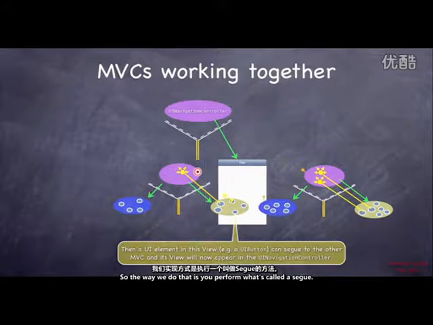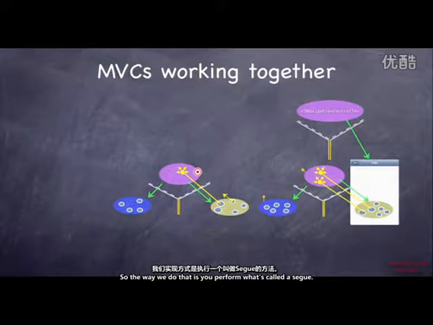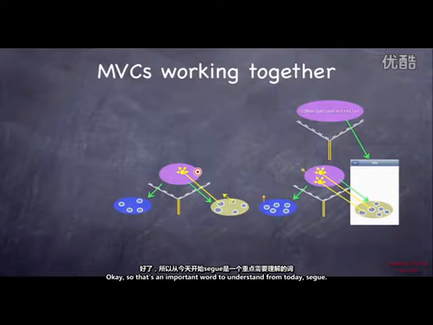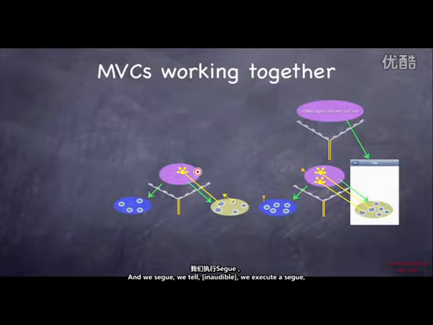Okay? So the way we do that is you perform what's called a segue. This is an important word to understand from today: segue. We execute a segue, and what it does is pushes the new MVC's view onto the screen. The other one slides off the screen. So it's still there. The MVC on the left is still there. Its view still exists. It's just not on screen right now.